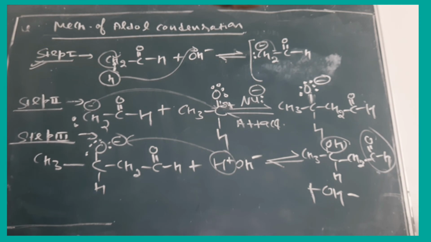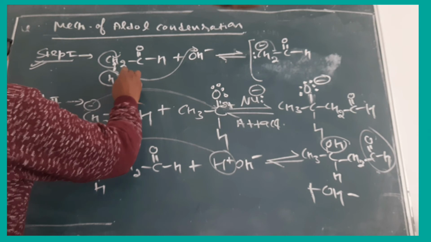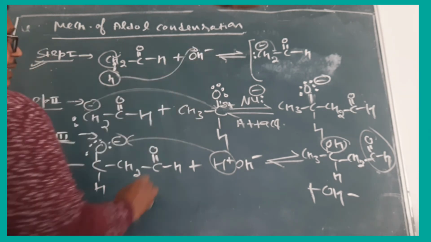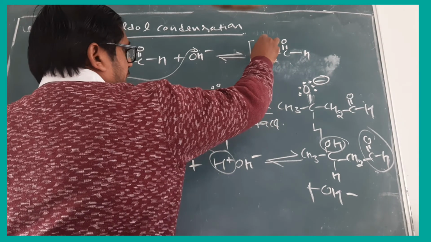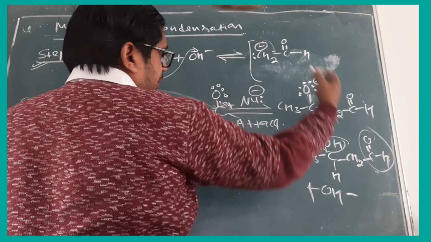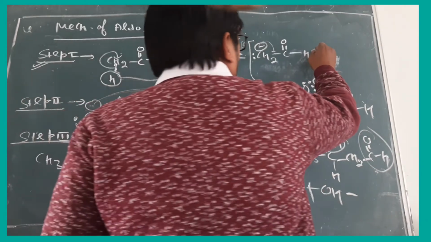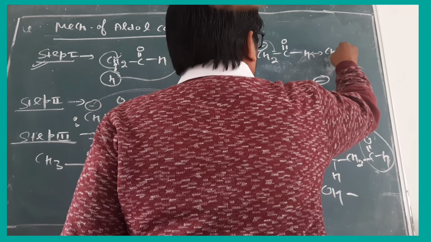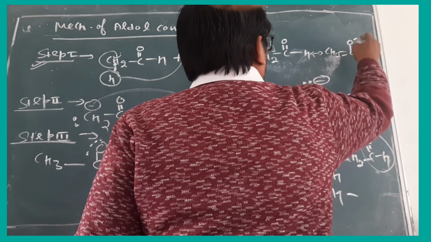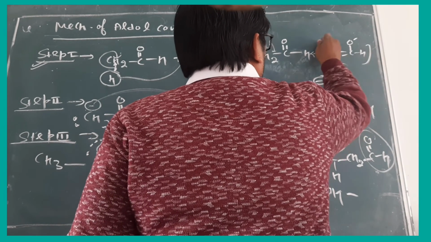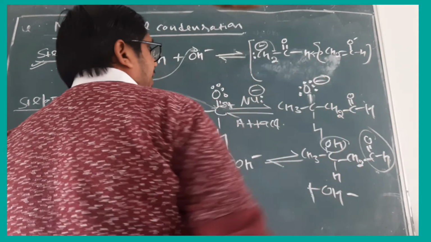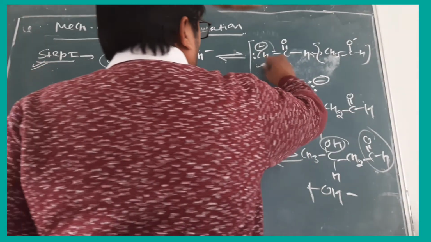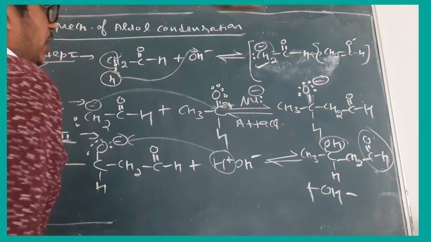Once again I am repeating the first step. Step number 1, what did we do in the mechanism? This hydrogen goes to the OH negative and there will be the enolate anion. The enolate anion is resonance stabilized, so we have made its two structures. One was like this way only. Yes or no? This was the resonance stabilized. So what have we chosen? We have chosen this one for the further step.